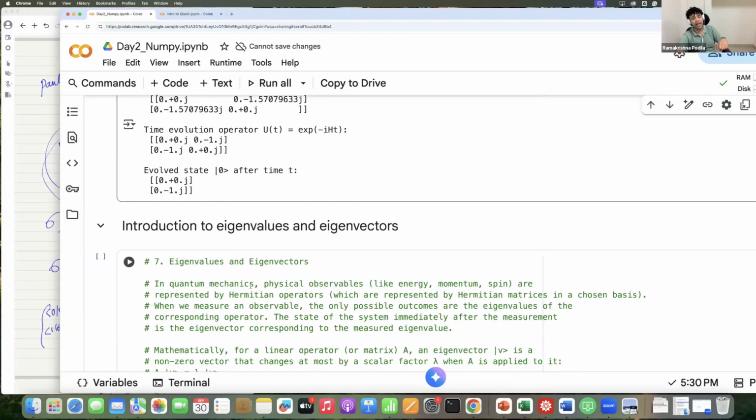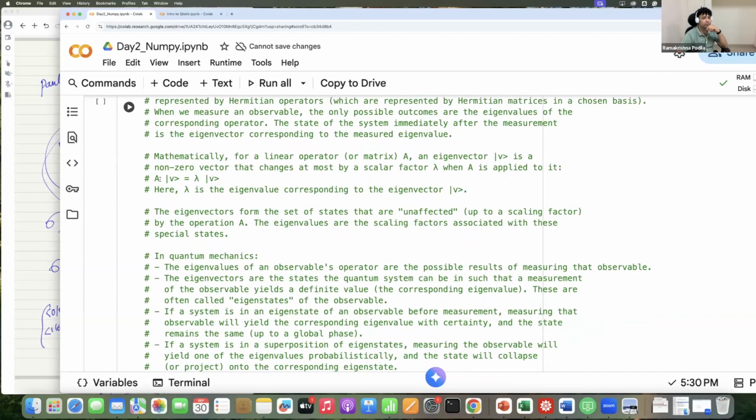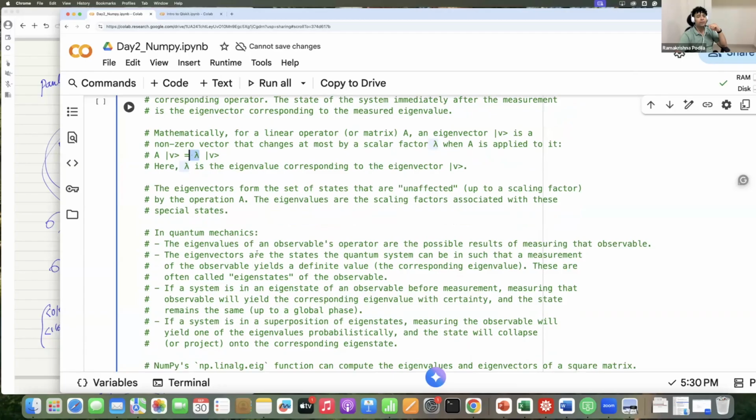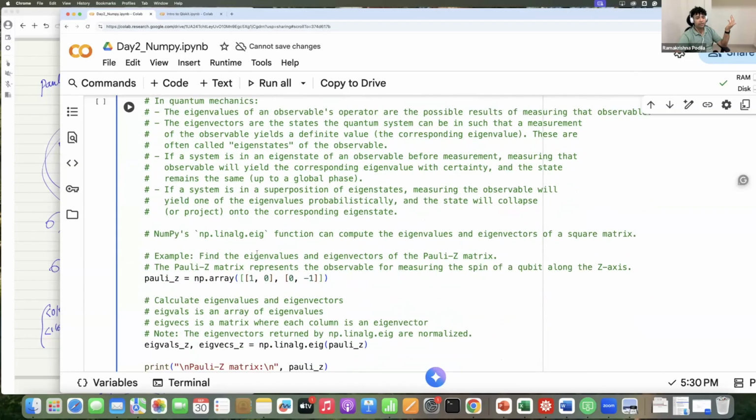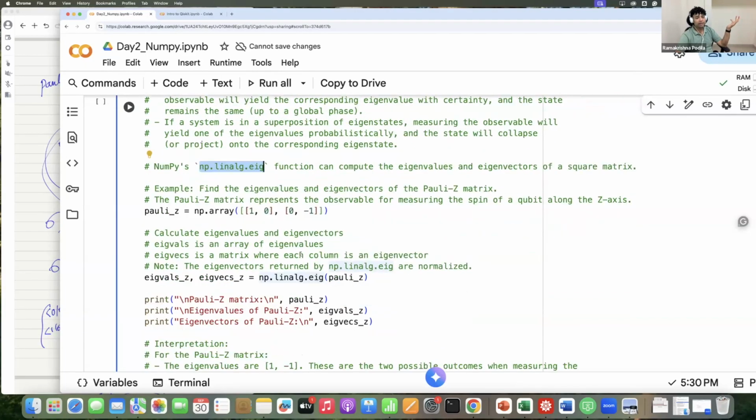And then you can also look at eigenvalues and eigenvectors, because these correspond to the observables as we discussed in the last lecture. So we have a matrix A, and the eigenvector is the ket V such that when you operate A on it, you get the ket V multiplied by this lambda. These eigenvalues we can get using NumPy, with the function called EIG that gives you eigenvalues and eigenvectors.